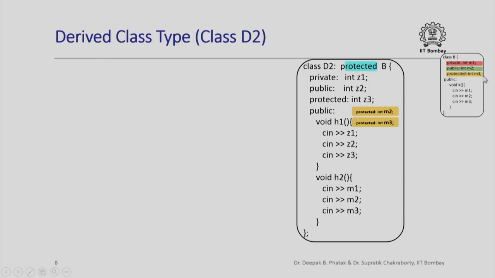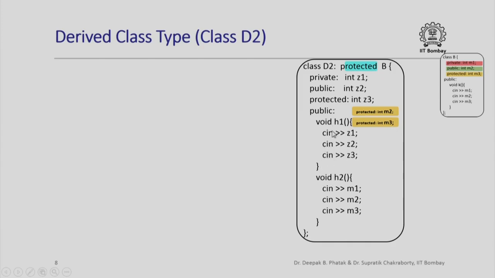What about M3? M3 was protected in the base class B, and this mode of derivation is also protected, so the least of these two access control specifications, in this case both protected, is protected, and that determines the access control specification of M3 in the derived class. And once again I have two public member functions here.